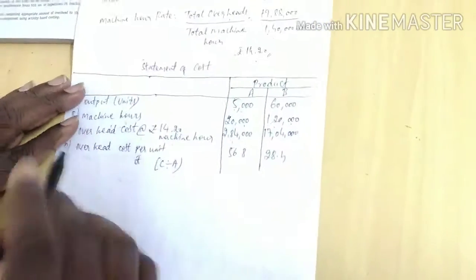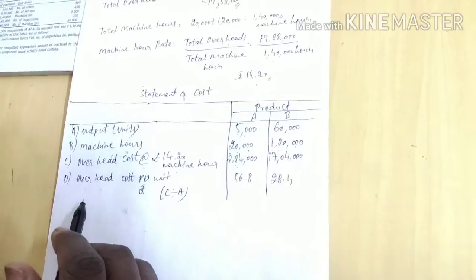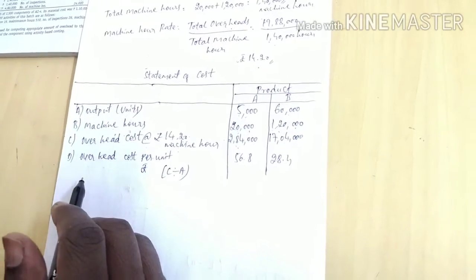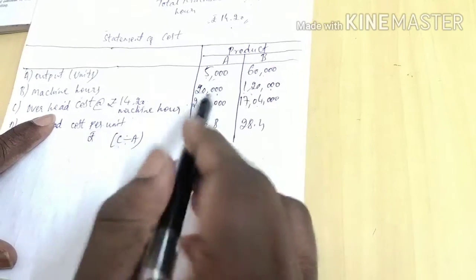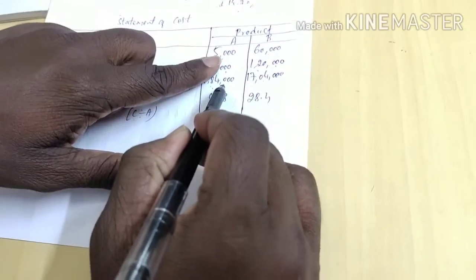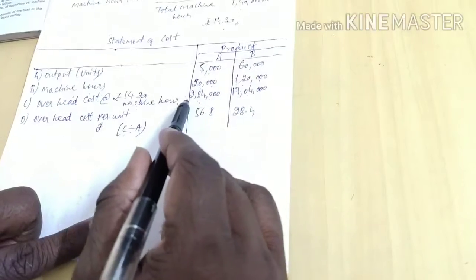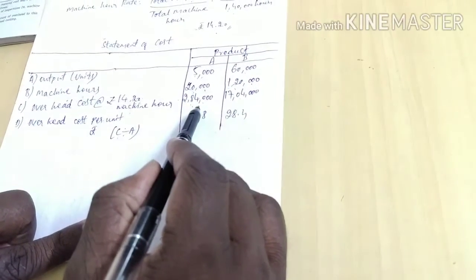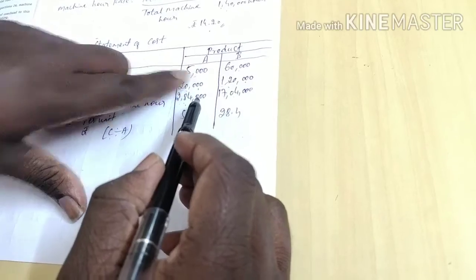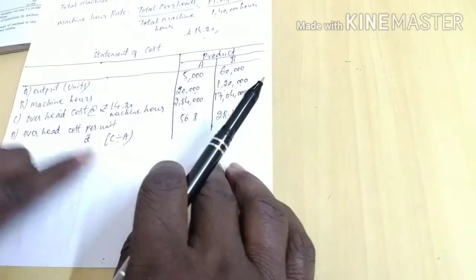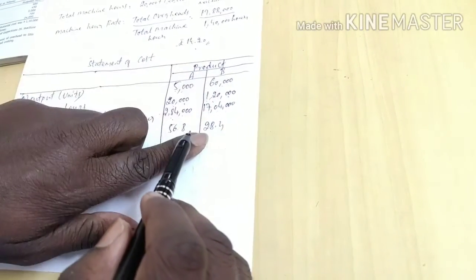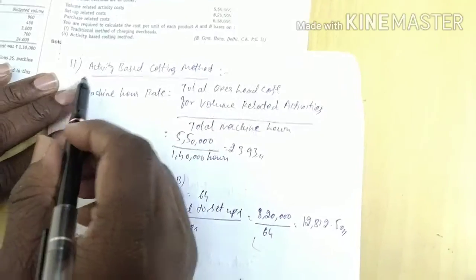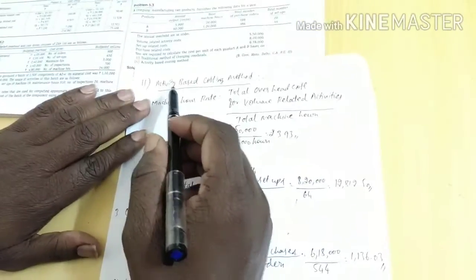So after this, I have got the overhead cost by multiplying machine hours, but now I should divide it by the units produced. So machine hour cost 2,84,000 divided by 5,000 units, I will get 56.8. For product B, 17,04,000 divided by 60,000, I will get 28.4. The first one, the traditional method, we have done.